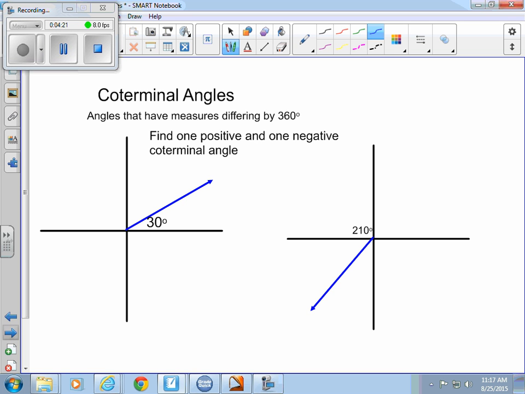If I look at the angle 30 degrees, what would be another angle that would land in that same spot? 390. How'd you get that? Add 360, go around the circle. So 390 is coterminal with 30 degrees. Those land in the same position on the coordinate plane, even though they have different measurements. What would a negative angle be? Negative 330. How do you get that? Subtract 360, right?